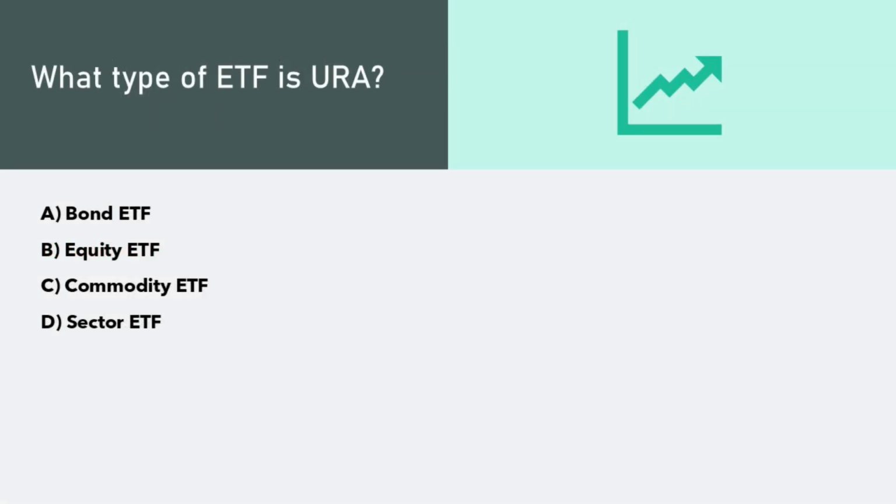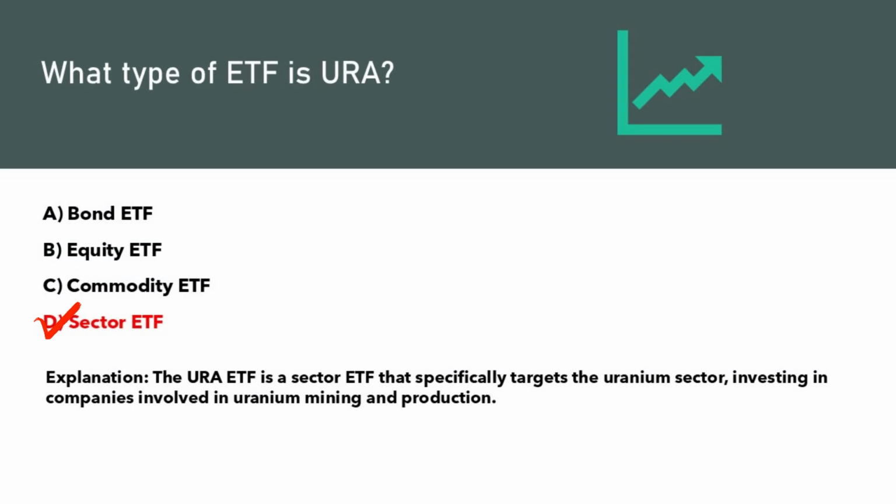What type of ETF is URA? Answer: D. Sector ETF. Explanation: the URA ETF is a sector ETF that specifically targets the uranium sector, investing in companies involved in uranium mining and production.